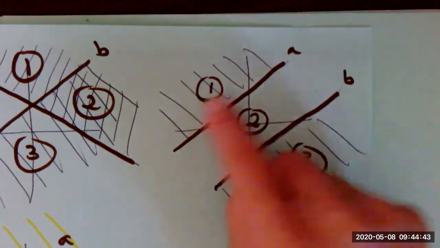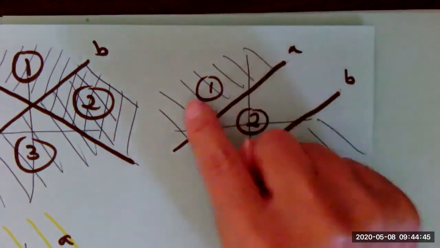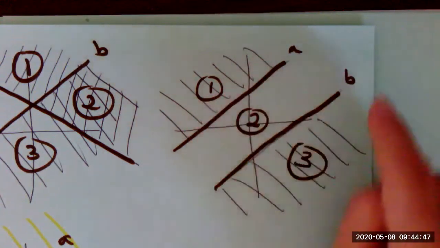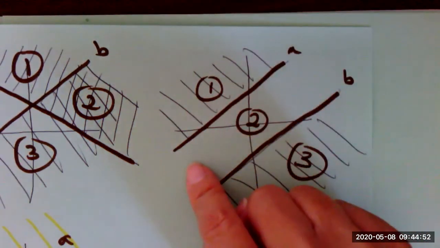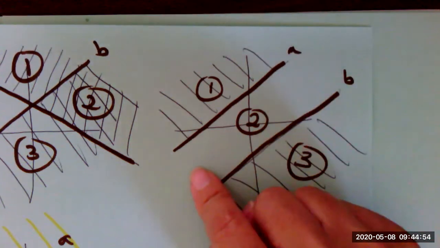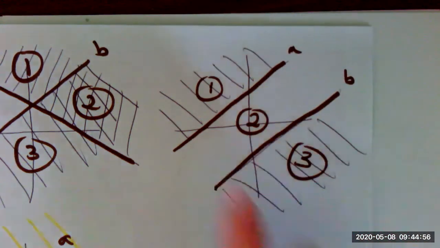So in this one, equation A will be true on this side. Equation B will be true on this side. In this middle region, nothing's true. So none of these points will work in either inequality.